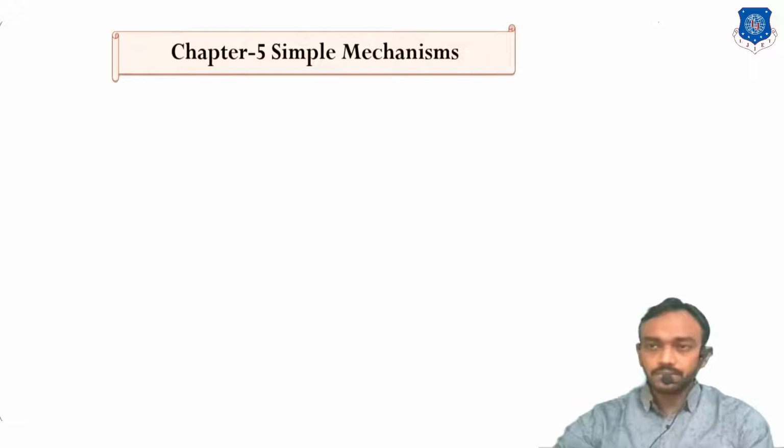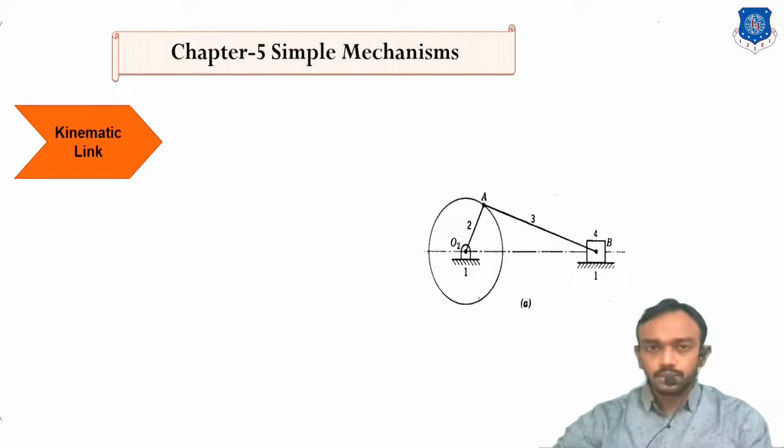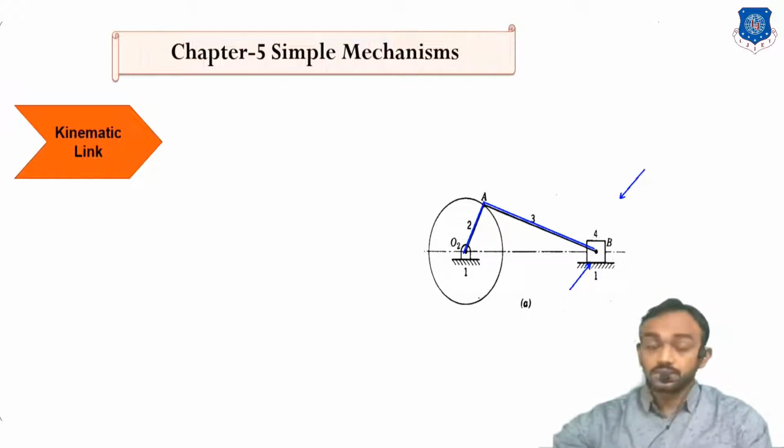In simple mechanism, we start with the kinematic link. You can see this is a single slider mechanism. This single slider mechanism is a combination of lots of links. Link number 2, 3 is a connecting rod. There is another link, number 4 here, which is the piston, and this is the fixed base, which is link number 1.